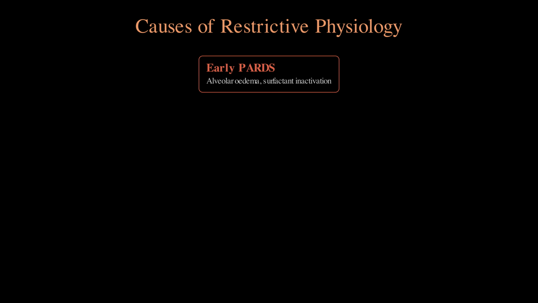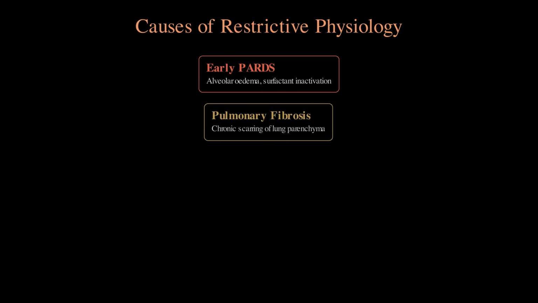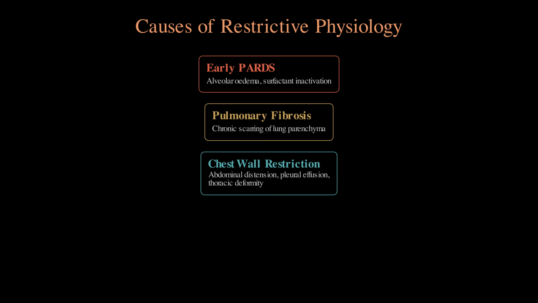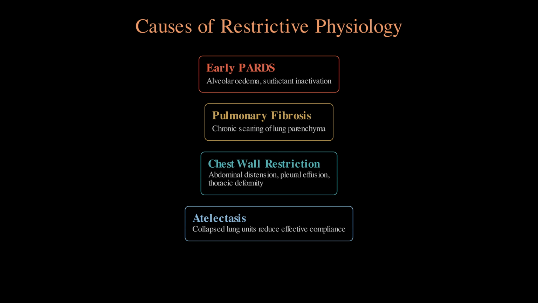What causes restrictive physiology in children? Early PARDS, when the alveoli are flooded with edema and the surfactant is inactivated. Pulmonary fibrosis, chronic scarring that stiffens the lung parenchyma. Chest wall restriction, from abdominal distension, a large pleural effusion, or thoracic deformity. And atelectasis, collapsed lung units that reduce the effective compliance of the remaining aerated lung.